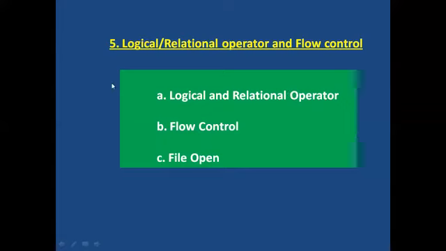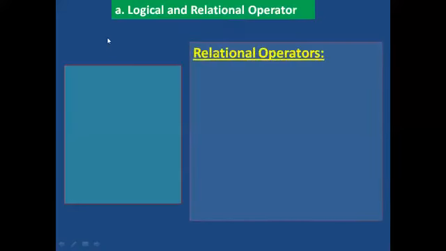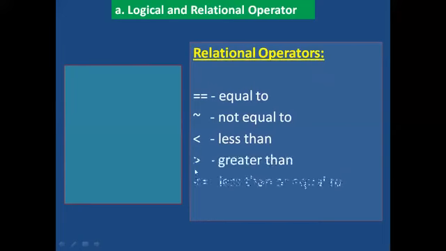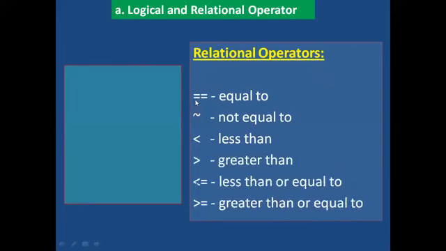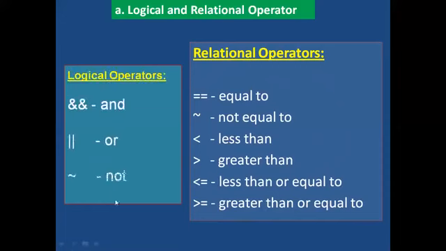So in this video, we'll discuss the logical and relational operators and then flow control functions. These are all called relational operators. This double equal to symbol represents equal to, and this represents not equal to, and this is less than or equal to, greater than or equal to. And for logical operators, we have and, or, and not.